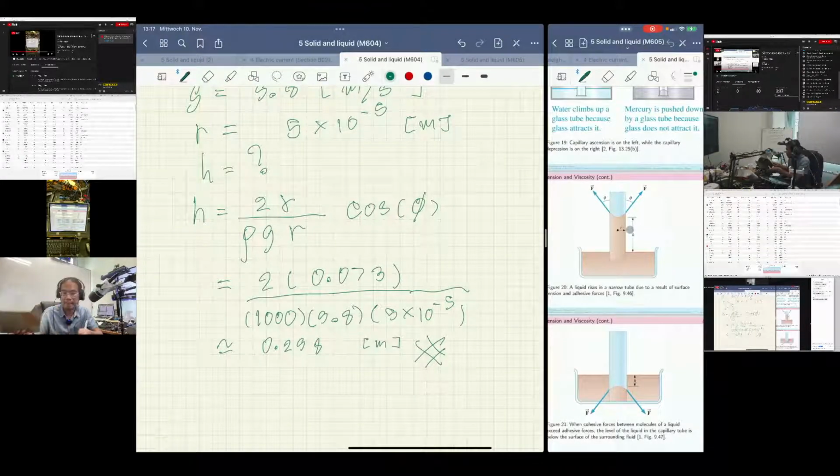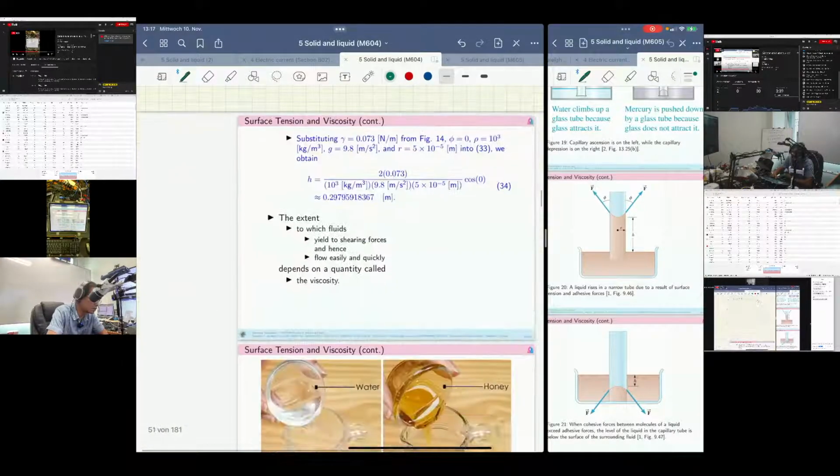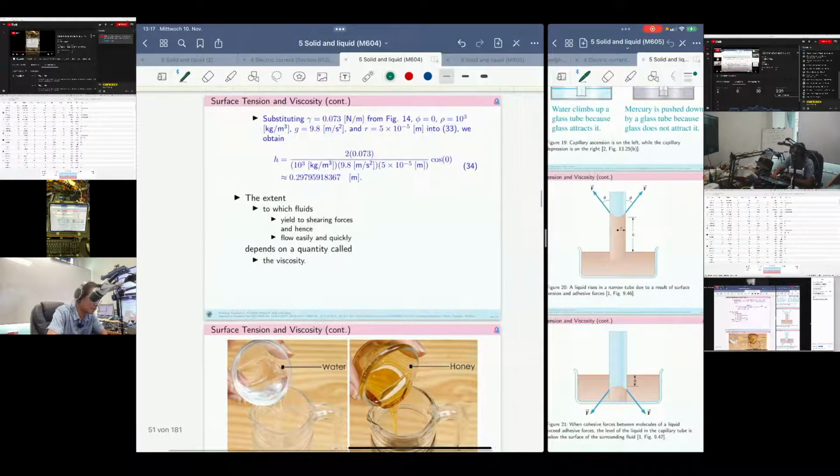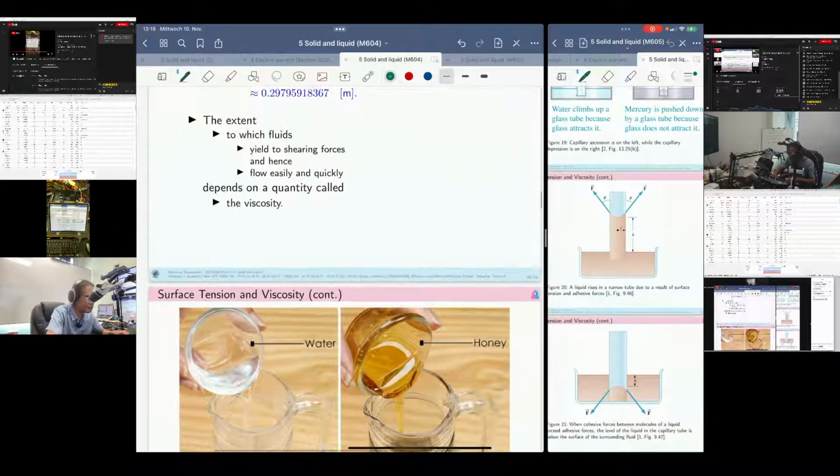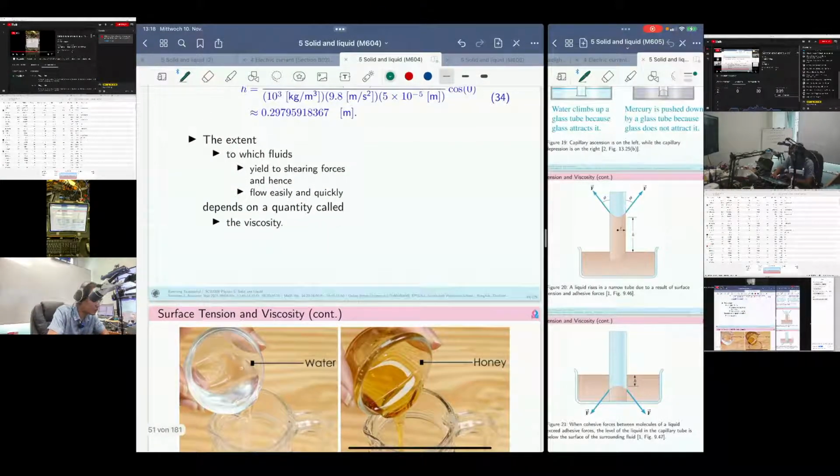We would go ahead with the next topic, right? We would go further to the next story. All right. Now we are gonna move to viscosity. As the title said, surface tension and viscosity, right? Now we reach the second term.